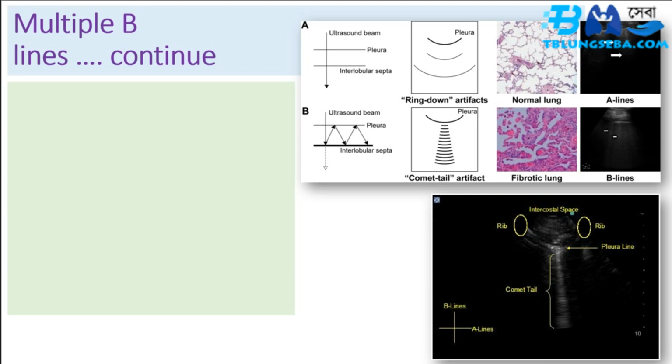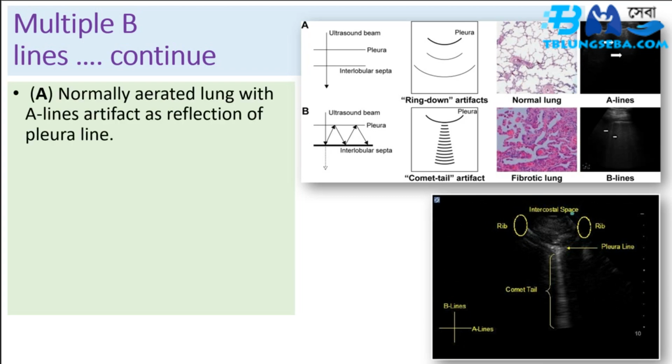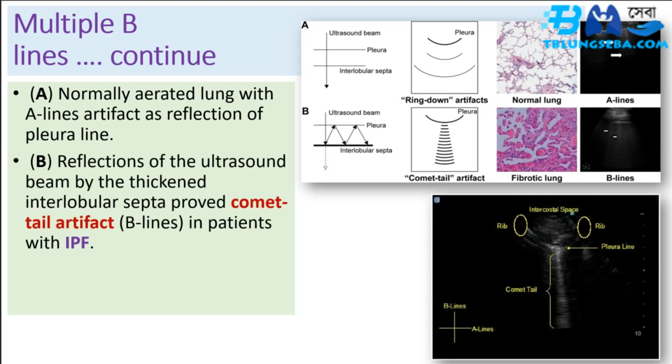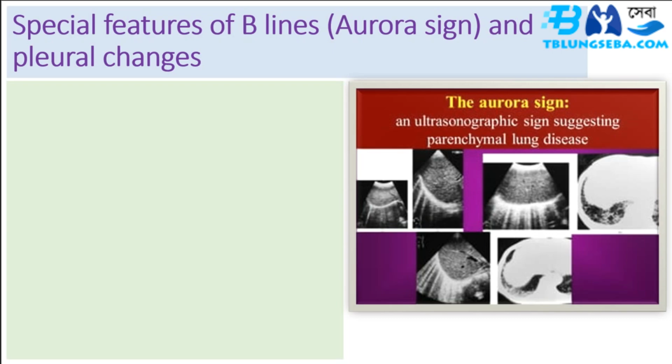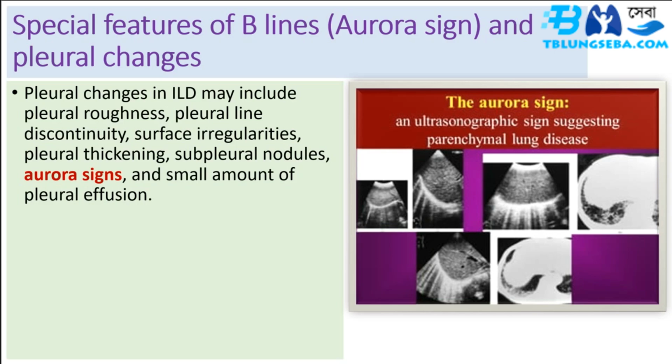Multiple B lines, continued. A normally aerated lung shows A lines artifact as reflection of the pleural line. B lines are reflections of the ultrasound beam by the thickened interlobular septa, producing comet tail artifact, as seen in patients with IPF. Special features of B lines: aurora sign and pleural changes. Pleural changes in ILD may include pleural roughness, pleural line discontinuity, surface irregularities, pleural thickening, subpleural nodules, aurora signs, and a small amount of pleural effusion.